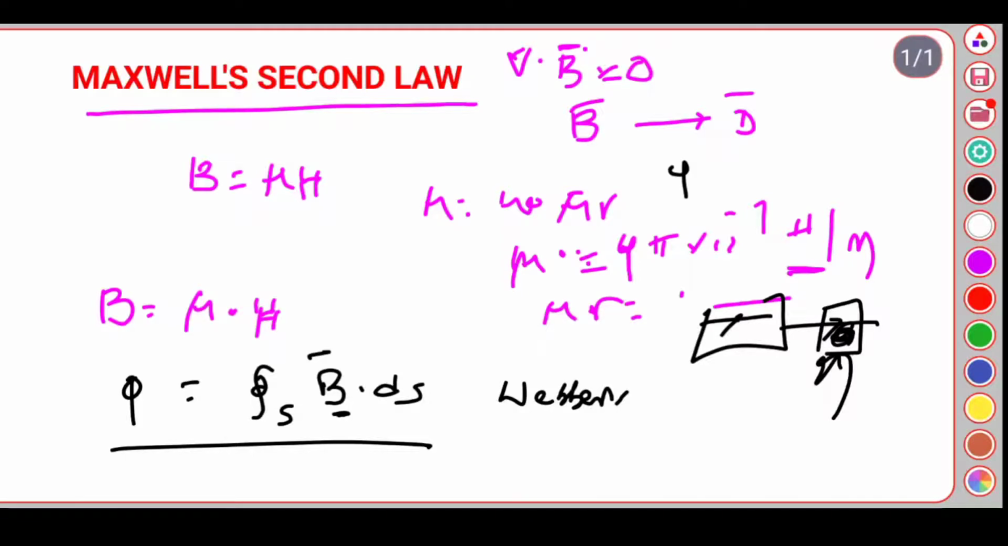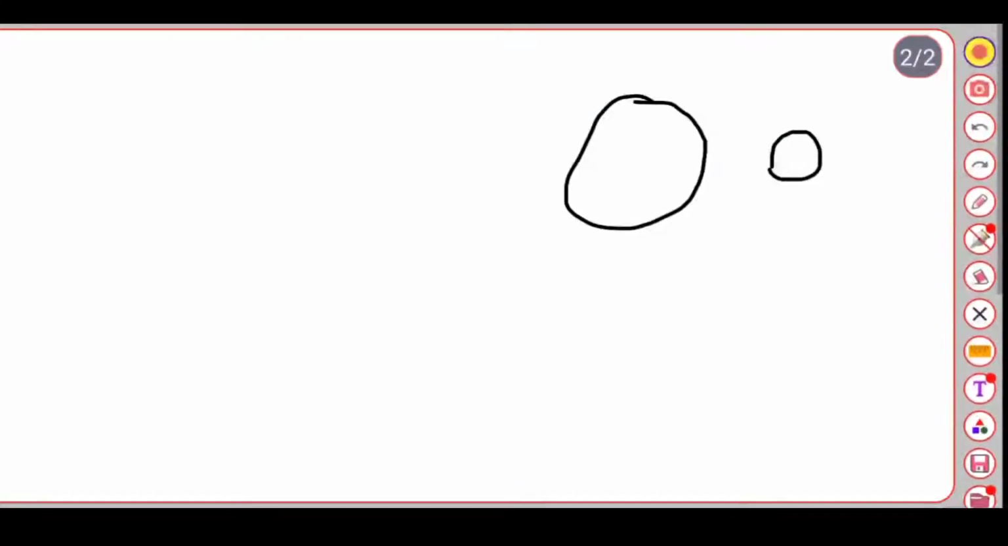Now consider a closed surface. Assume that it is a closed surface which is defining a certain volume. The magnetic flux lines always exist in the form of closed loops. You know that magnetic flux lines will move from North Pole to South Pole, in the form of closed loops.